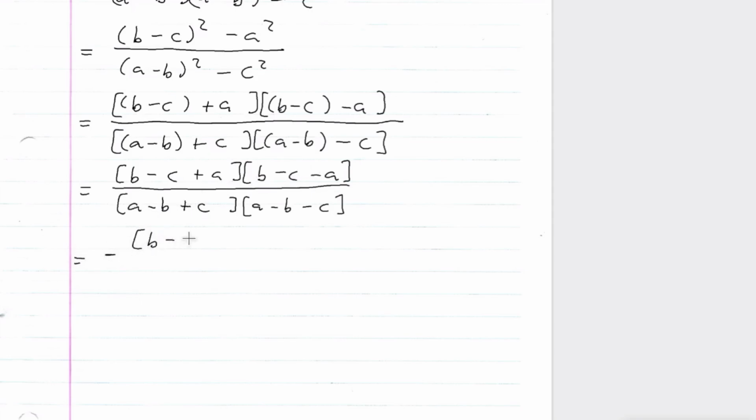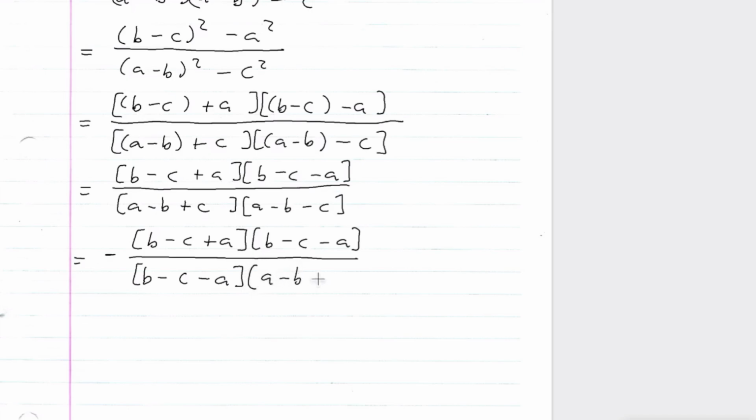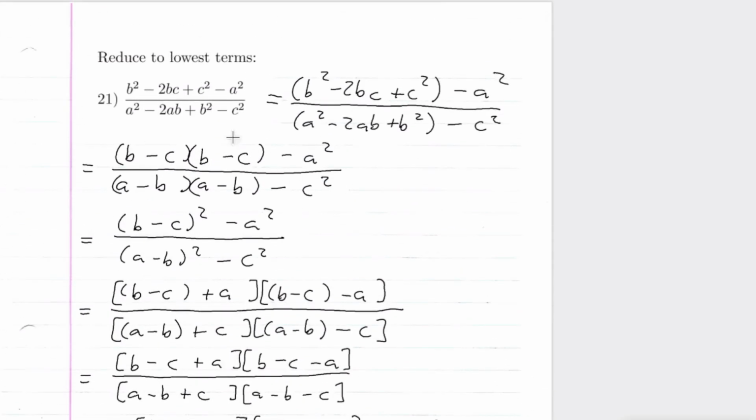So I'll have that b minus c plus a, and then b minus c minus a over, so here, this is the one I'm factoring the negative from, so this will be b minus c minus a. And then this will be that a minus b minus c. So the b minus c minus a's cancel, and we're left with negative b minus c plus a over a minus b minus c. And this is the reduced form of this guy here.